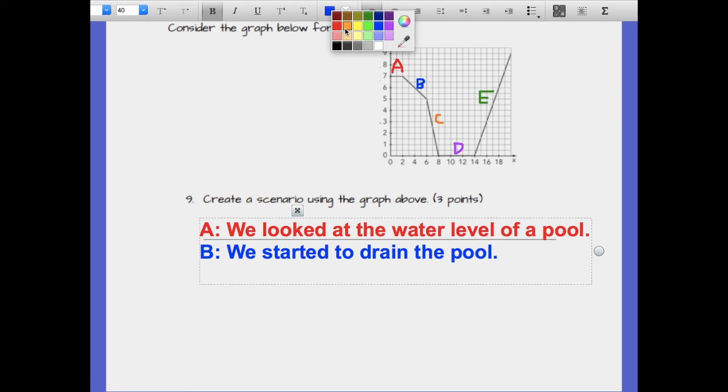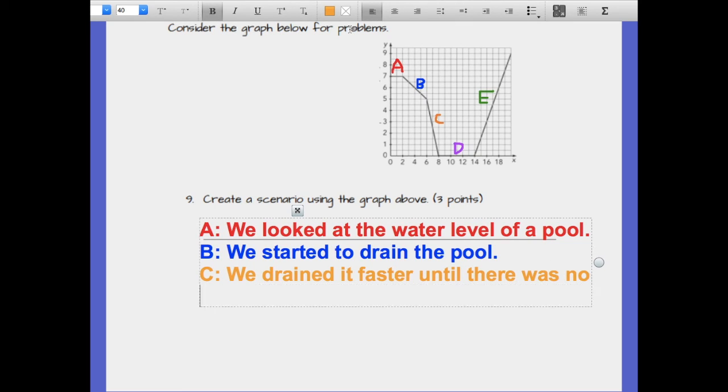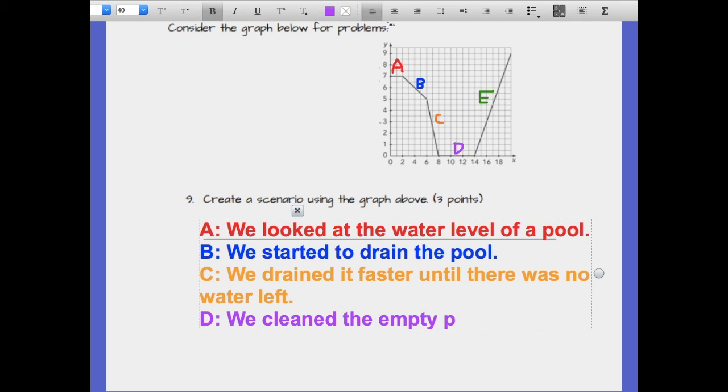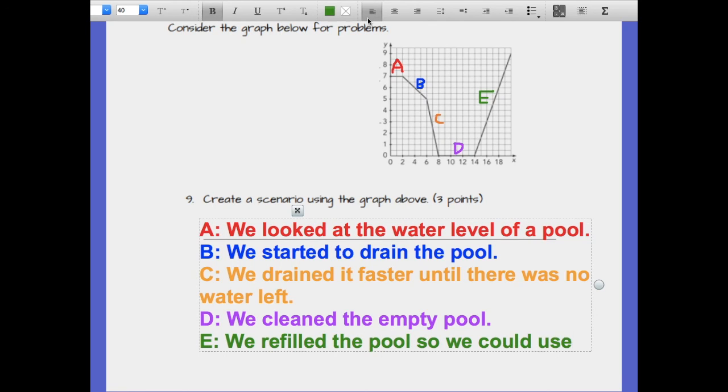Draining the pool meaning the water is leaving. That's why we have a negative slope. Part C, we drained it faster until there was no water left. You see that because part D reaches all the way to the bottom. So for part D, there's no water in the pool, so we cleaned the empty pool. And then we got one thing left, part E. We're going to say we refilled the pool so we could use it.